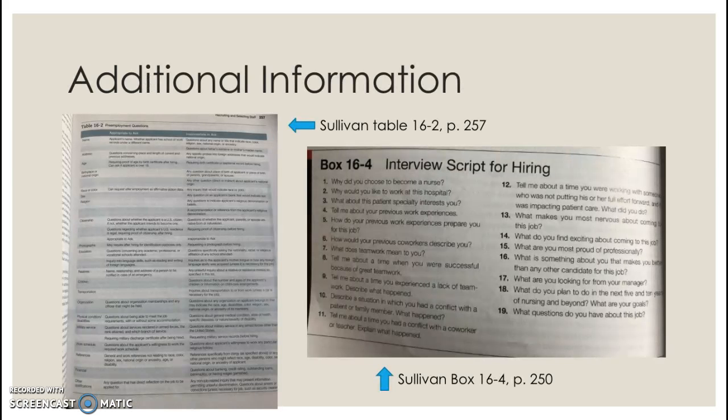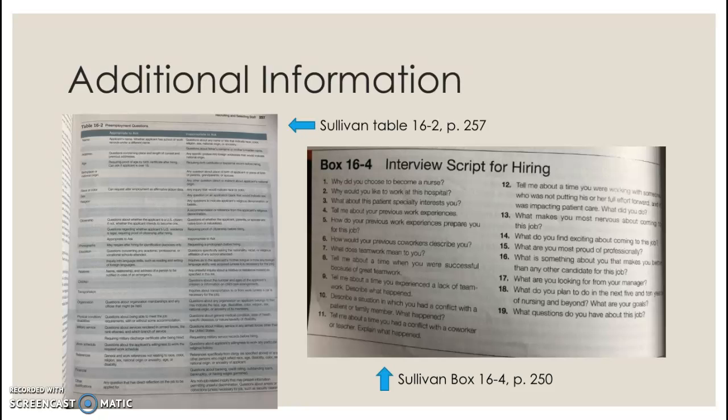Some additional information I got from the book. This is table 16.2, which talks about appropriate and inappropriate things to ask. For one example, in the age column, it's not okay to ask for the birth certificate before hiring. You're able to ask if they're over 18. But it is appropriate to ask for the birth certificate after hiring. So that's not discriminating because of age.